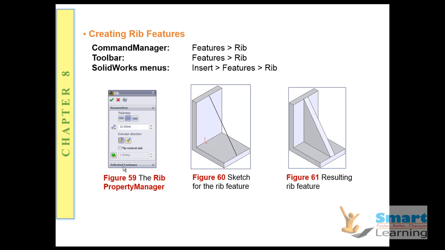If you see this particular dialog box here, you have the parameters, and you can set the thickness in different directions, from mid or in a particular direction, and the effective thickness and the extrusion direction. And you can flip the normal material side, and you can also assign draft.